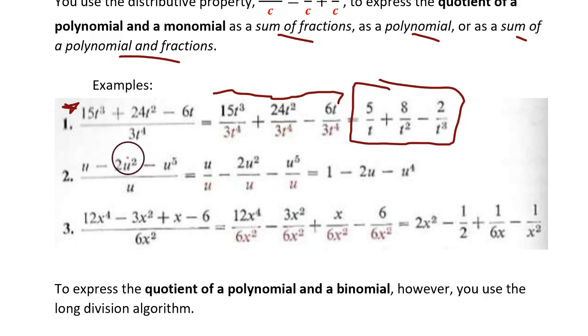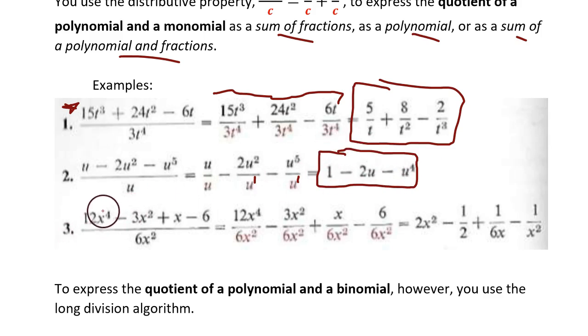Now here's another example. There is a trinomial divided by the monomial u. Apply the distributive property. Take each of the terms and divide by u, which is written right here. And then simplify each of these fractions. u over u makes 1. 2u squared over u, when you use the rule about subtracting exponents, 2 take away 1, makes this result. u to the fifth divided by u, when you subtract exponents, makes u to the fourth. So the answer is a polynomial.